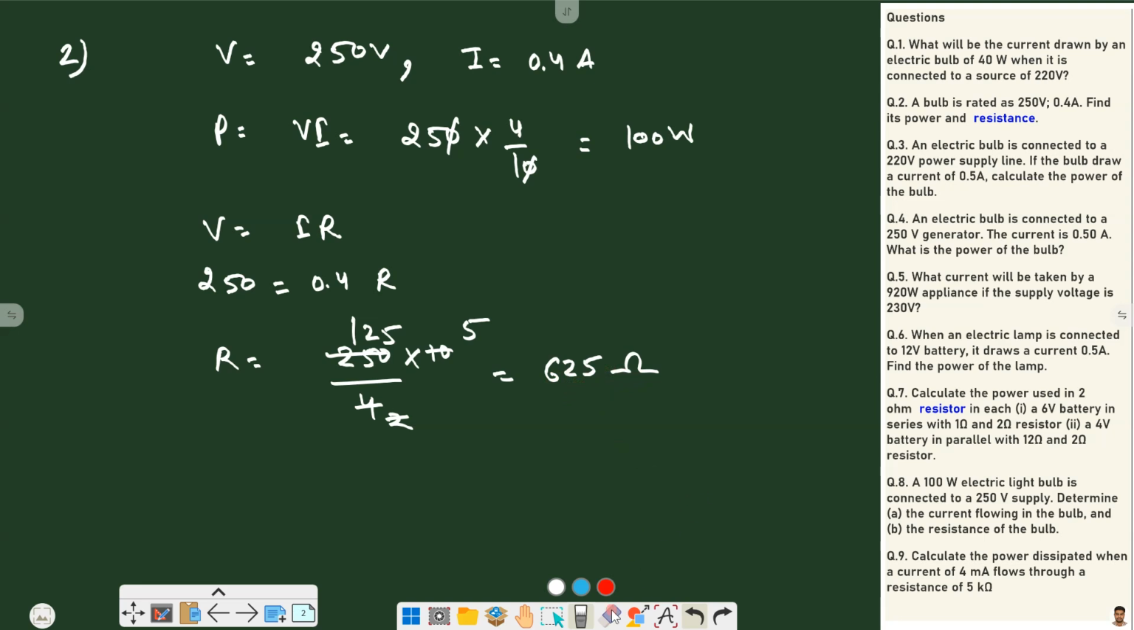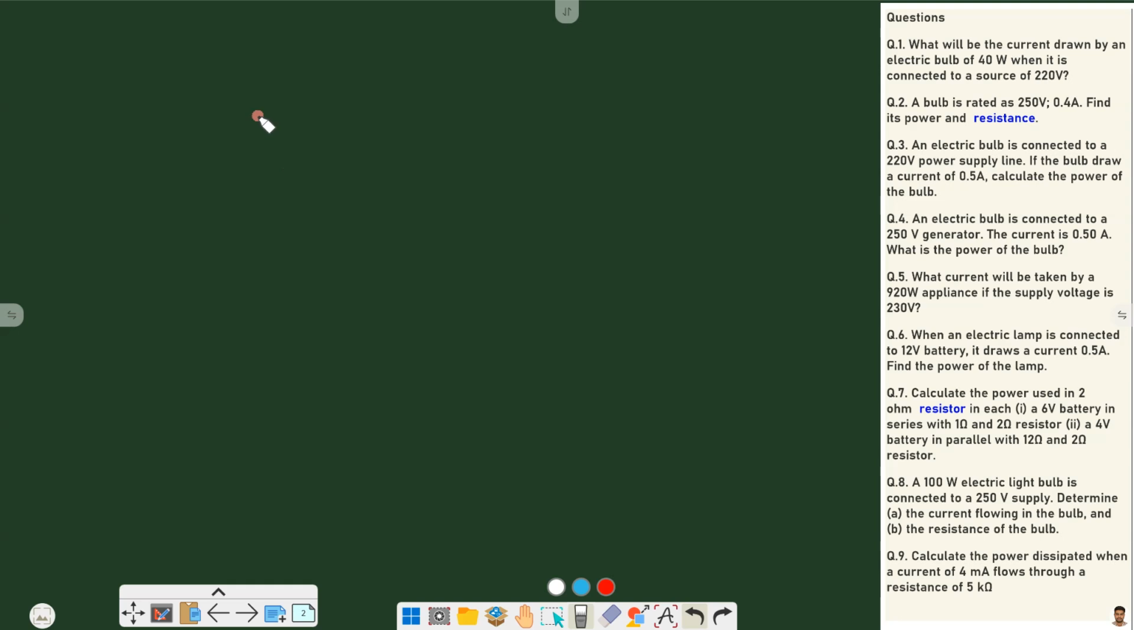Question number 3. Here the supply voltage is given as 220 volt, and the current is given. We have to find the power. This question is similar to question number 2. Both values are given and we can find the power. Question number 4 is also the same. Voltage is given, current is given, so we can calculate the power.